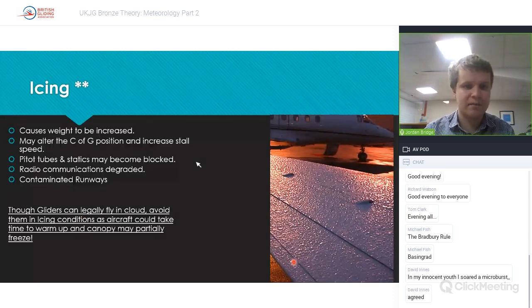As I mentioned earlier, if we do take gliders into cloud, we need to make sure that we're doing so below the freezing level, so we don't end up with too much ice. That doesn't mean that freezing is impossible inside a cloud, but if we know where that level is, it's a lot less likely.